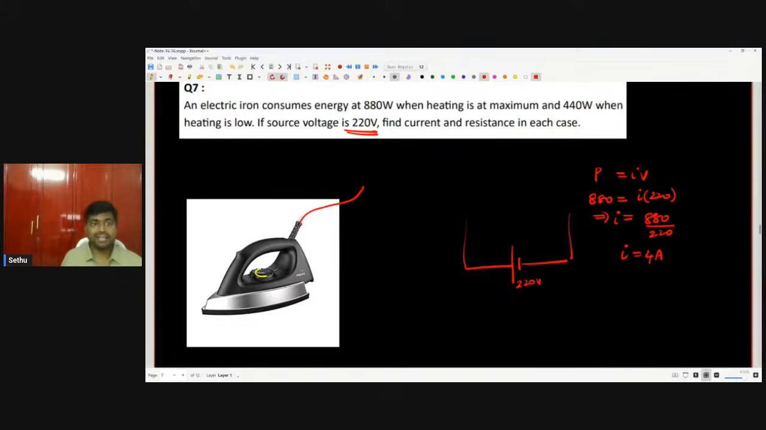So when the iron is actually heating at its maximum, the current is 4 amperes. Once you know the current, you also know one more formula for power. Power is I square R. So this is 880. That must be equal to I square, which is 4 square, 16, into R. 880 divided by 16 must be equal to R.